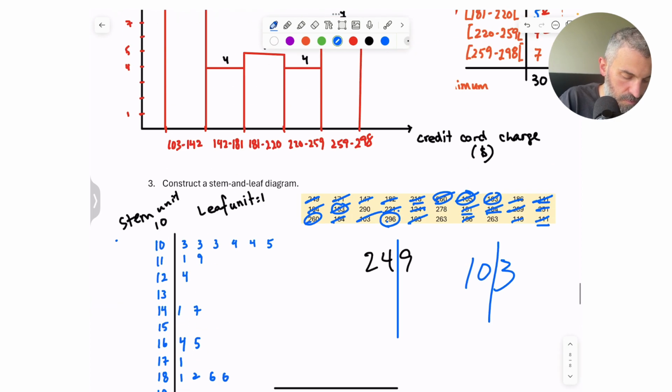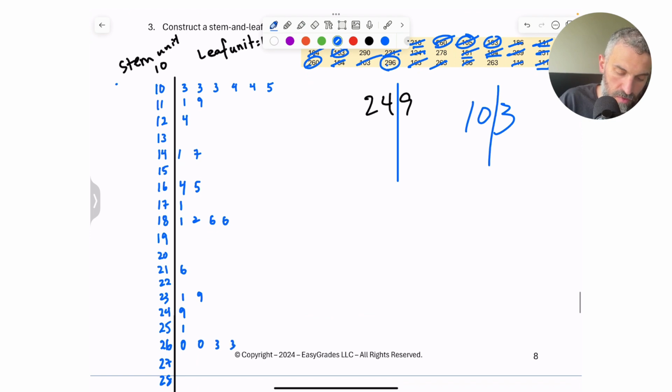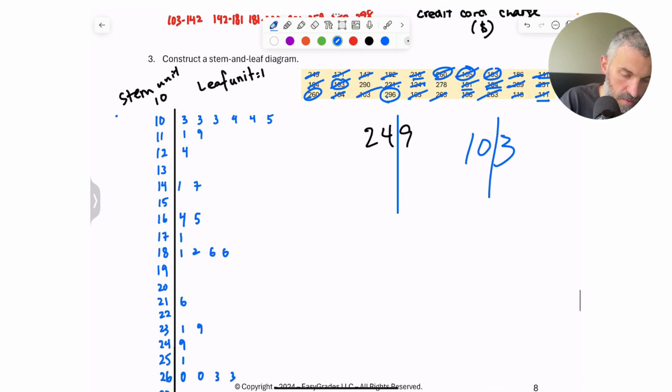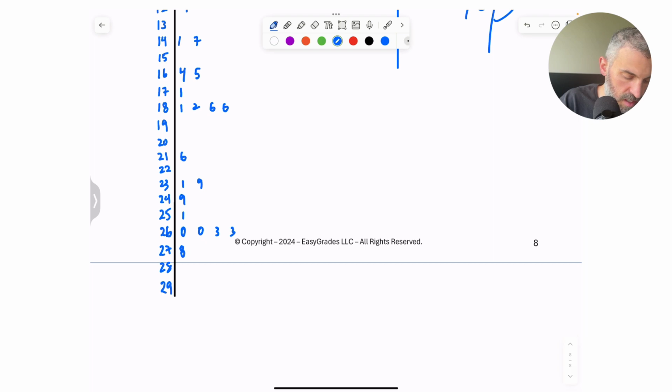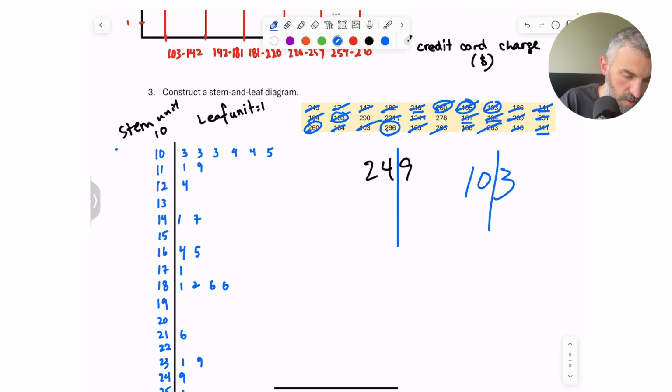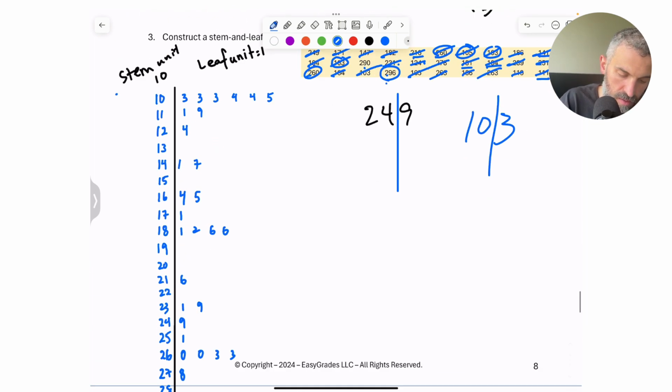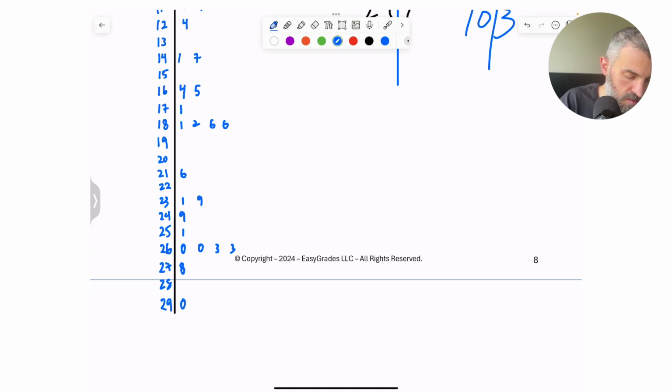263. 263 again. 278. Nothing in the 280s, I believe. And then I have 290 and 296.